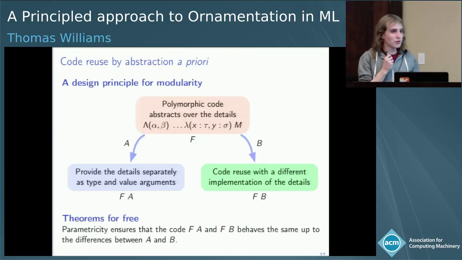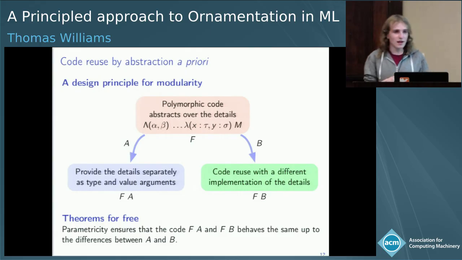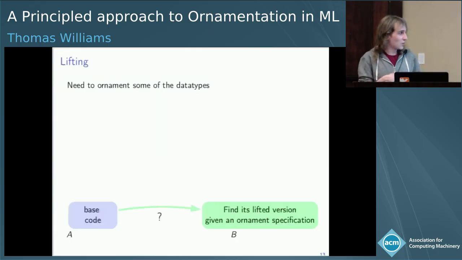And we get a theorem for free that says that as long as A and B, the arguments, are appropriately related, F A and F B will behave the same up to the differences between A and B. So that's cool, and we can't do that because our base code is not abstract at all.